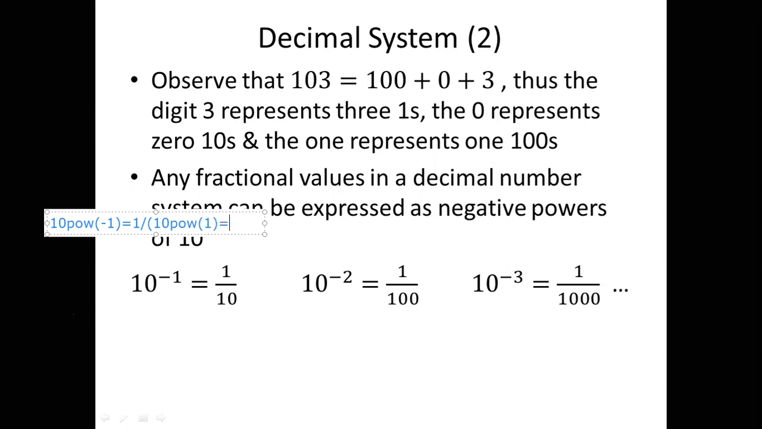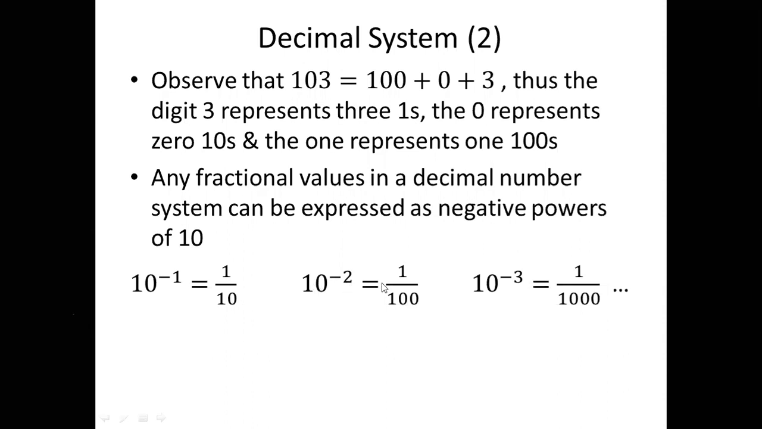Now, 10 to the power of 1 will give you 10, so this will be the same as saying 1 over 10. Right? So whenever you have a negative index, you just say 1 over that number raised to the positive index. That's how you do it. Which means when we have 10 to the power of minus 2, this will be the same as saying 1 over 10 to the power of 2, which is 1 over 100. 10 to the power of minus 3 will be equal to 1 over 10 to the power of 3, which is 1 over 1000, etc.